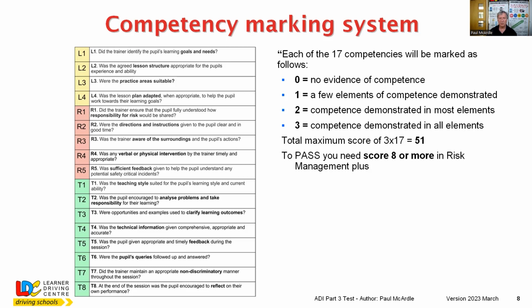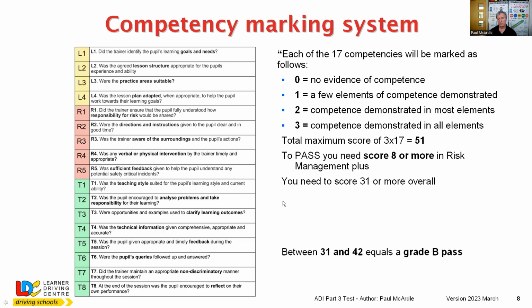Now, to pass this particular assessment, you need to score at least 8 or more in the risk management section. That's R1 to R5. Plus, you need to score at least 31 or more overall. So you could score 32, 33, 34, 35, 36. But if you haven't scored at least 8 in risk management, then you will still fail. So although you've passed the 31 mark, you haven't actually passed the score of 8. So hopefully that gives you an idea how that works.